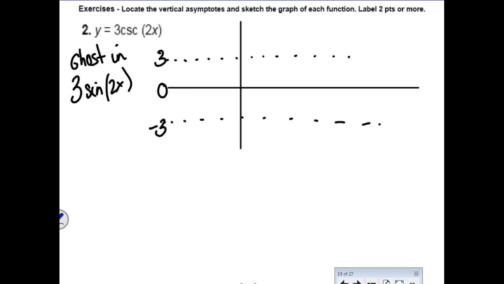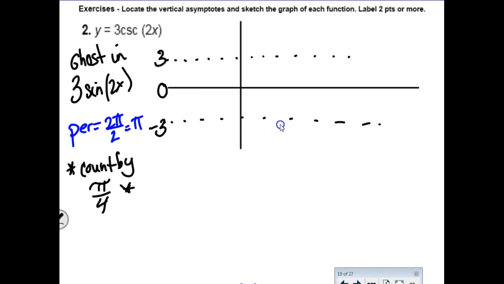I do need to calculate the period. This one does not have a normal period of 2 pi. So it's 2 pi divided by 2. So the period length for an entire sine curve is going to be pi. But think again, sine is broken up into how many parts? 4. So you're going to count by the period divided by 4.